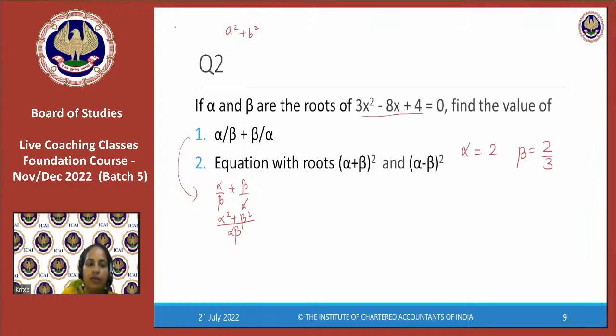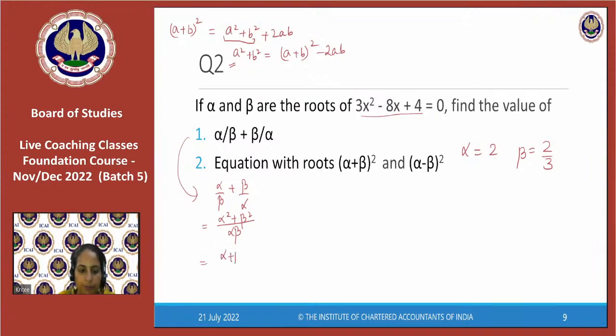I'll quickly remind you a formula. You remember in your childhood days, you learned something like this: a plus b whole square is equal to a square plus b square plus 2ab. I hope you remember. So from here, we will derive the value for a square plus b square. Now a square plus b square is same as a plus b whole square minus 2ab. This is what I am substituting here. So this will be written as alpha plus beta whole square minus 2 alpha beta whole upon alpha beta.